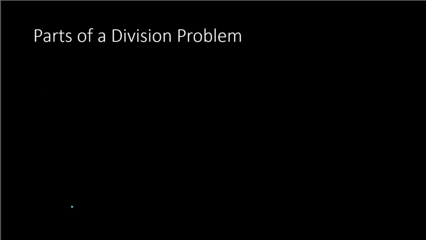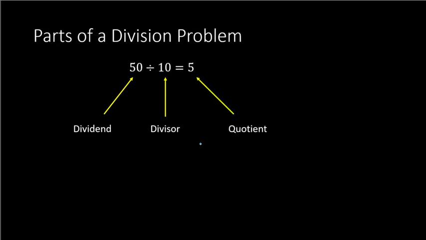Now with the division problem, there are different parts of it. So let's say we're dealing with this problem of 50 divided by 10, and the answer to that is 5. Well, the first number is called the dividend. The second number here is called the divisor, because that's the number we're dividing by. And then your answer, your solution, is called the quotient. So make sure you know those terms: dividend, divisor, and quotient. And out of those three, the word quotient is going to be the most important. You'll see that more often than the other two, but it is important to know all three.